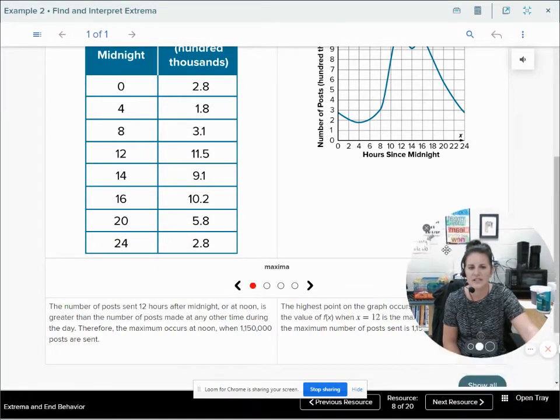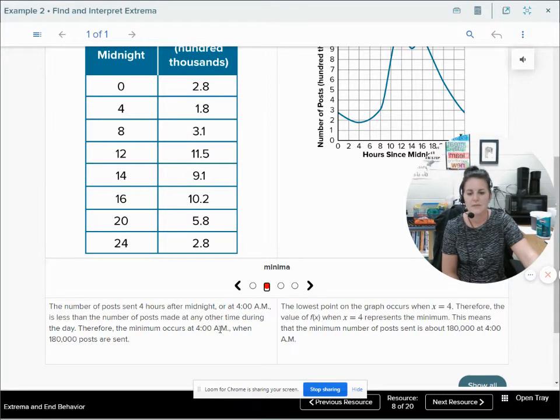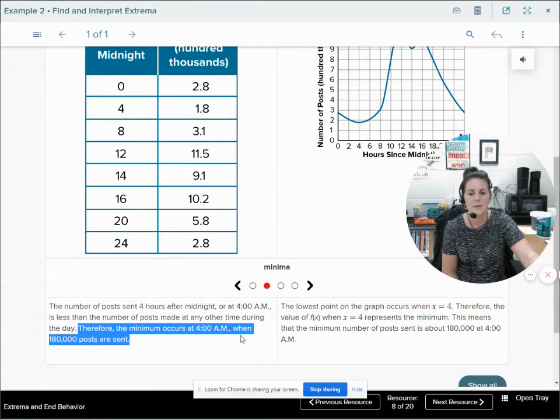So let's go back and read this here. It says the maxima is the number of posts sent 12 hours after midnight, or at noon, and it is greater than the number of posts made at any other time during the day. Therefore, the maximum occurs at noon when 1,150,000 posts are sent. Okay, so back to my minima. Basically, we can sum this up and say the minimum occurs at 4 a.m. when 180,000 posts are sent. It kind of makes sense. Who's going to be sending out a bunch of stuff at 4 a.m.? Not me. I'm going to be sleeping.